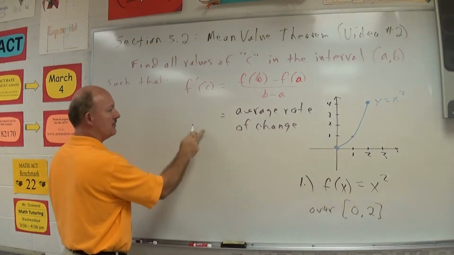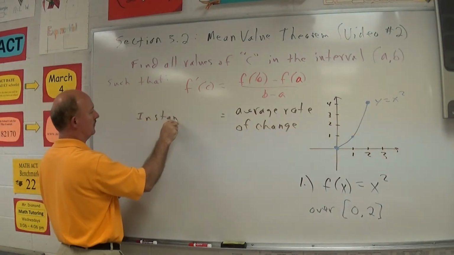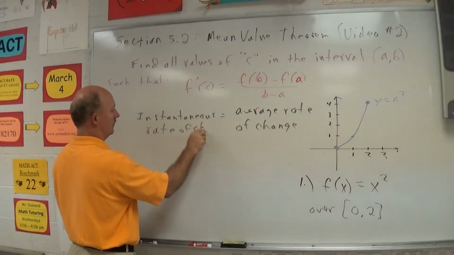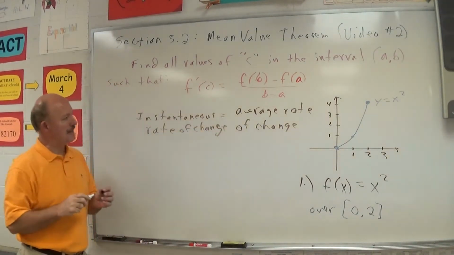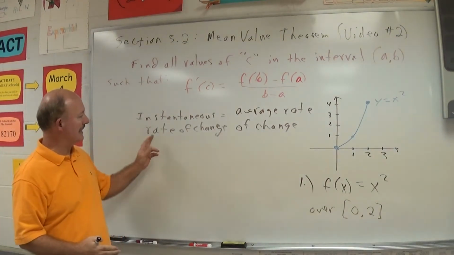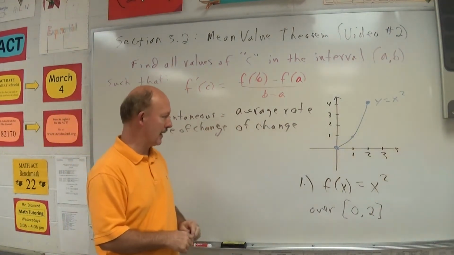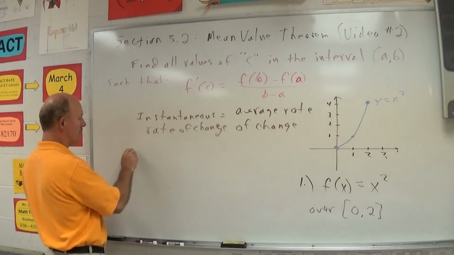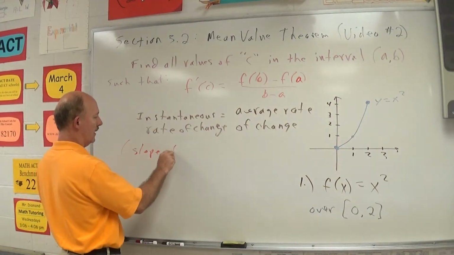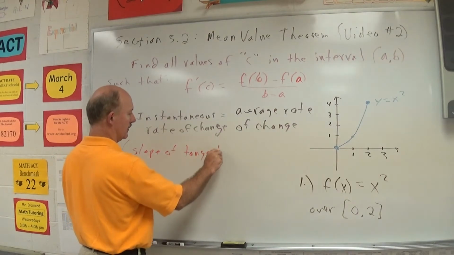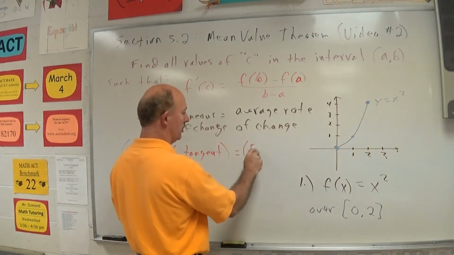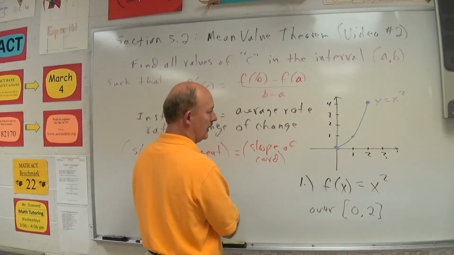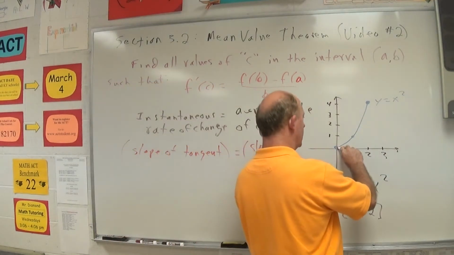The average rate of change is going to equal the instantaneous rate of change. According to the mean value theorem, the instantaneous rate of change has to equal the average rate of change. That is, when you look at your curve, the instantaneous rate of change will be the slope of your tangent line. So the slope of the tangent line at point c is going to equal the slope of the chord. Now when you look at the graph, here's the chord from here to here.